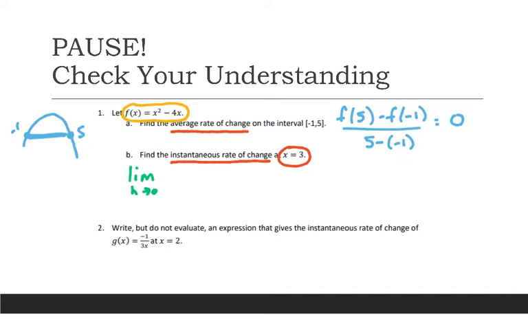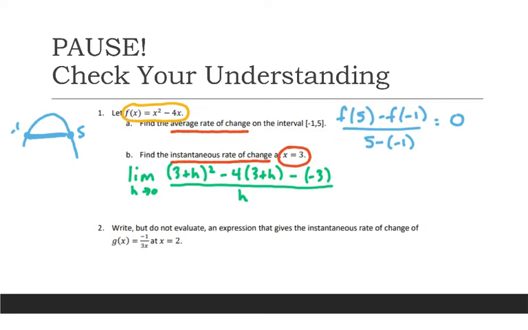That's the first step. So we have 3 plus h squared minus 4 times 3 plus h. All right, so that is f of 3 plus h, and that's what we just put in our function. Then we're going to subtract the actual function value at 3. So if I put 3 into f of x, I get -3. We put all of this over h. That is my change in time.